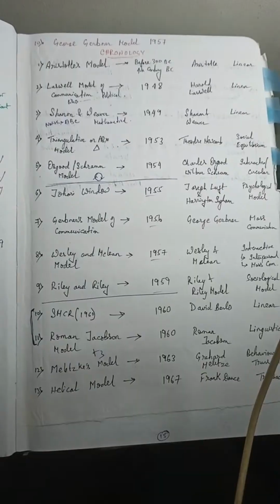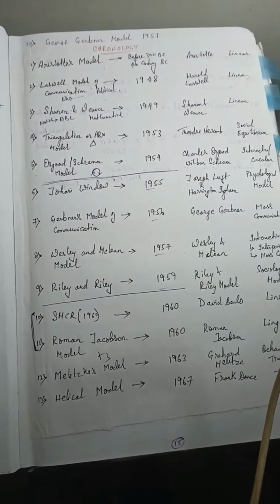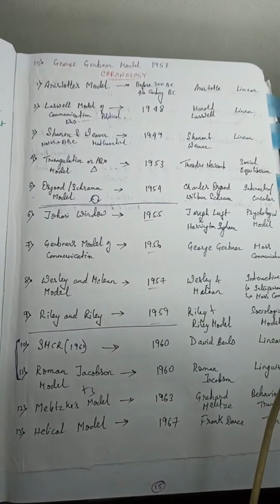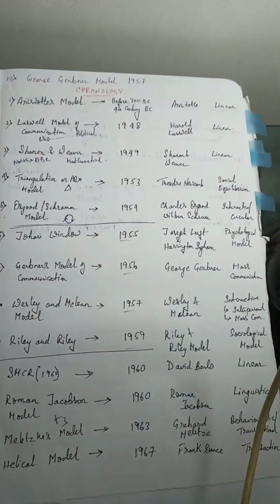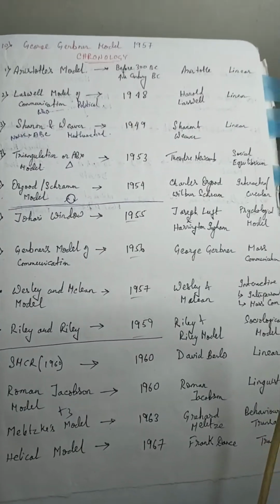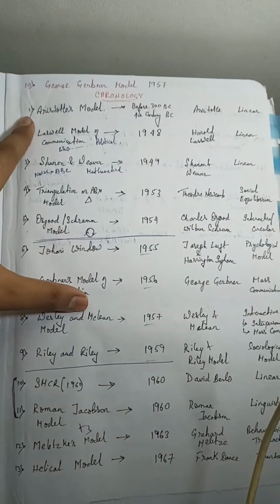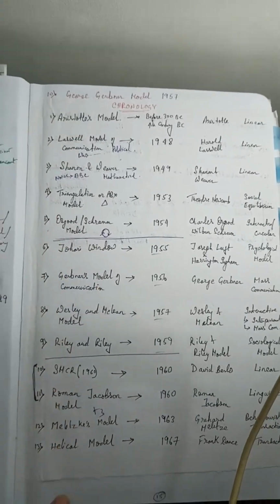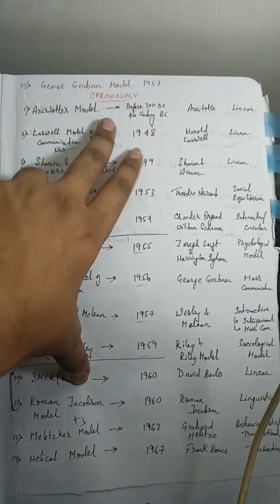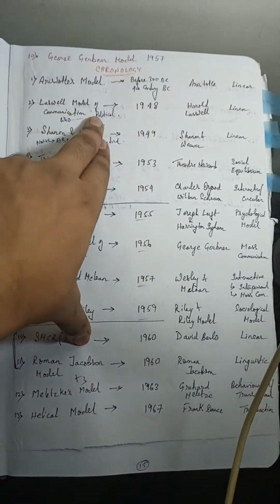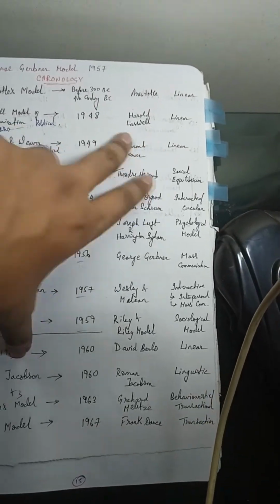As you can see, in the chronology of mass communication, the first mass communication model is the Aristotle model, that is before 300 BC, the 4th century BC. It's a linear model. From the exam point of view, direct questions are asked from the chronology as well. Aristotle model, before 300 BC. Lasswell's model of communication, 1948, by Harold Lasswell, is a linear model.